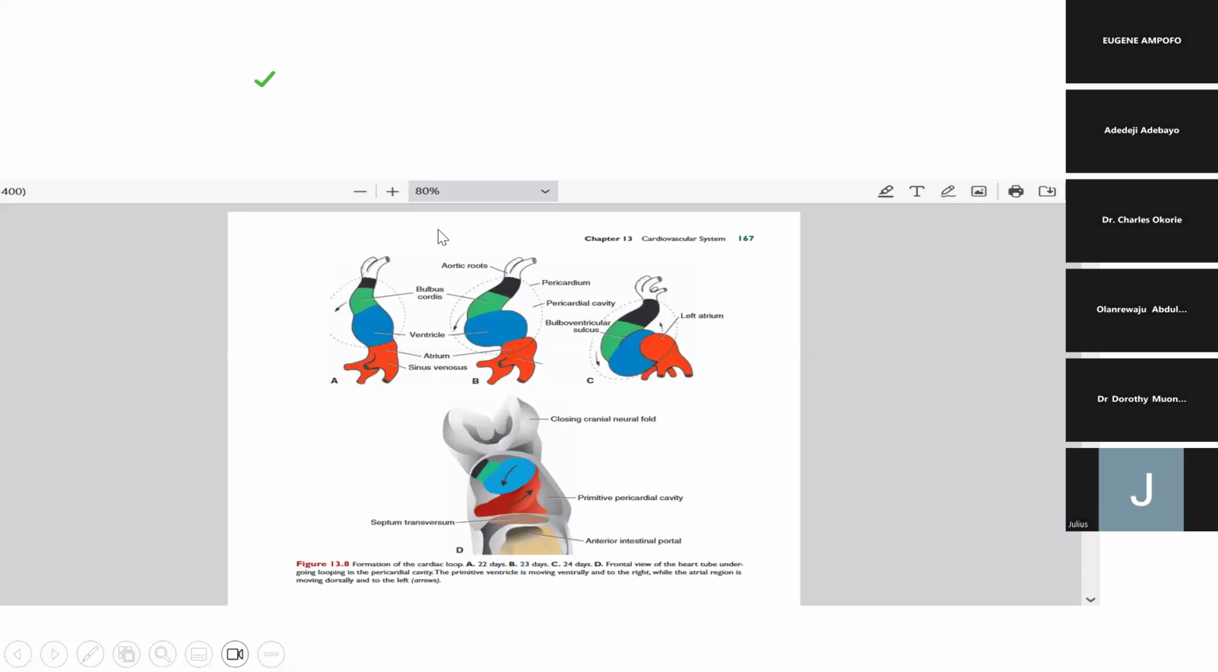So initially, the heart tube is a long, straight tube, but as looping occurs, it bends to form the C pattern, as described in the previous slide, with the caudal part moving ventrally and to the right, while the other part moves cranially and posteriorly to the left. And this finally assumes the S shape.